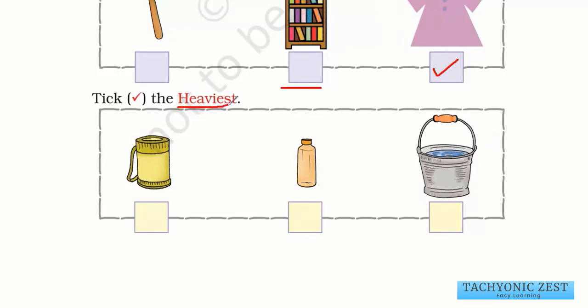Now we have to take the heaviest object among all these three objects. So out of these three objects over here, the heaviest object is this one. So this one is the heaviest object.